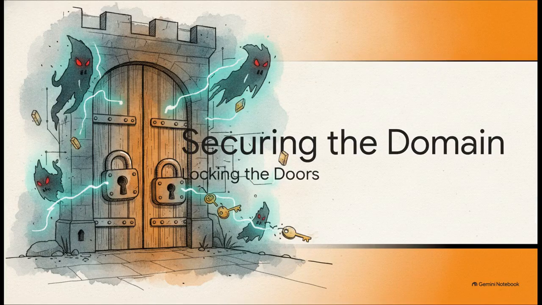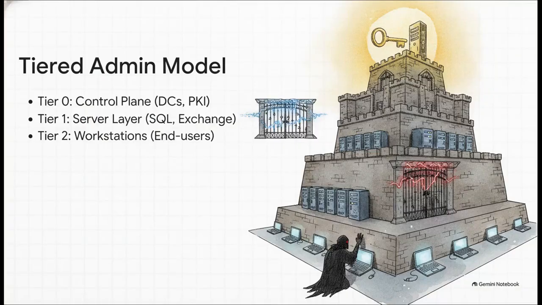Section 5. Securing the domain. We've got to lock the doors because a highly organized directory is still a massive, incredibly lucrative target for credential theft. You absolutely must implement the Microsoft tiered admin model. Tier 0 is your domain controllers. Tier 1 is your servers, and Tier 2 is your workstations.